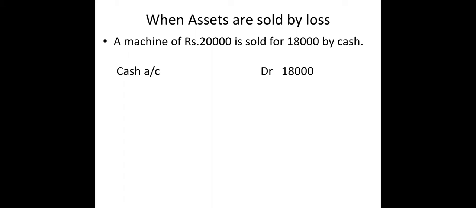Here we go student, on your screen. Cash comes in. Cash account is debited by 18,000. Which rule we have applied? Think. Yes, debit what comes in. Cash comes in, so cash account is debited.